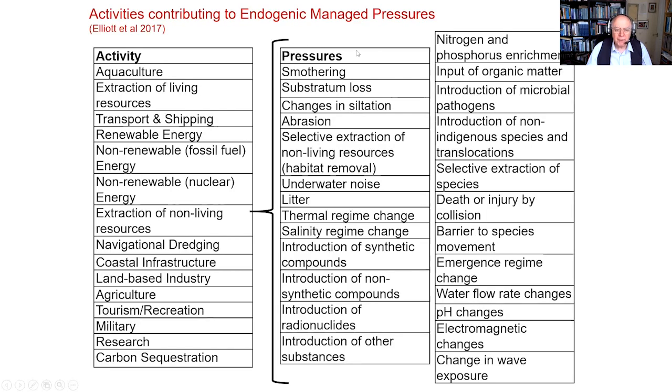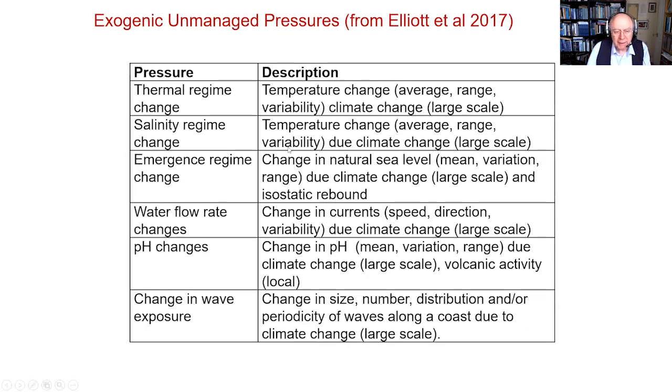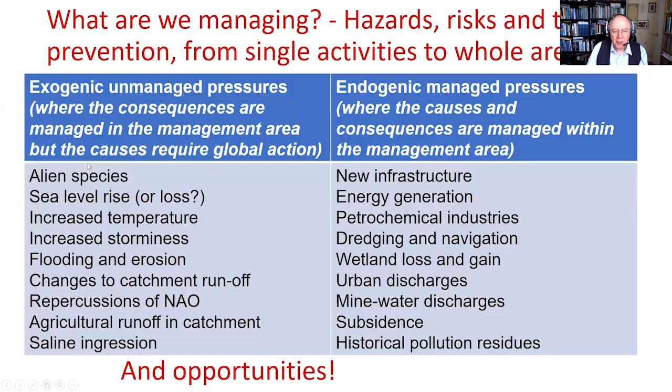So those are things that happen within an area. Coming from outside an area, however, are all these other things, what we call exogenic unmanaged pressures, where the consequences are occurring inside an area, but the causes aren't. And this puts it in simpler terms.